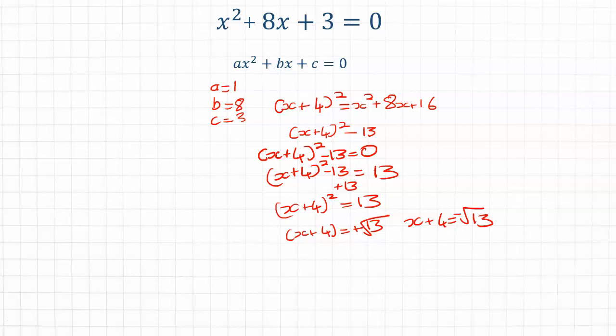Using the calculator to find answers to one decimal place, this gives two answers, minus 7.6 or minus 0.4, both to one decimal place. So we have now seen how we can find the solutions to a quadratic equation using completing the square.